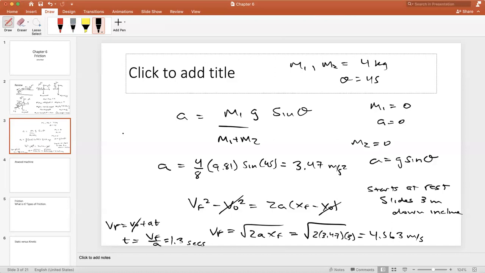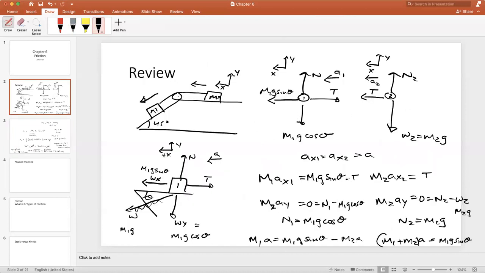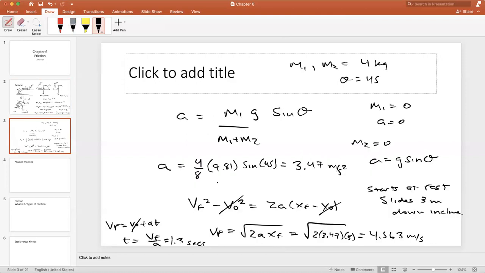You would start off by drawing your free body diagrams, give me the equations, solve the equations for A, get A as a number, and then use A in some kind of constant acceleration problem. That's it. It can get a little more complicated when we have more objects and more forces. It can be more complicated because what if I gave you A, or I told you that A was 0 because of constant velocity? We'll talk about that.